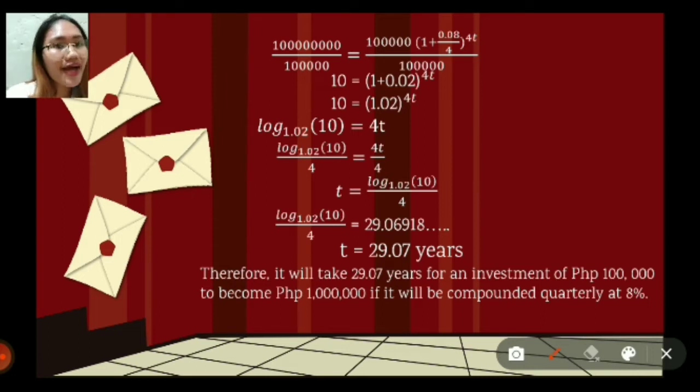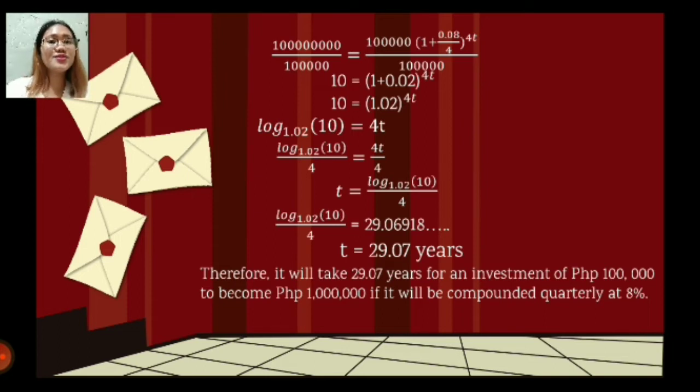And then after that, we divide 4 on both sides. So we come up with t is equal to log base 1.02 of 10, all over 4. And then if we compute it on our calculator, we come up with 29.06918. And then if we round it to the nearest hundredths, we have 29.07 years.